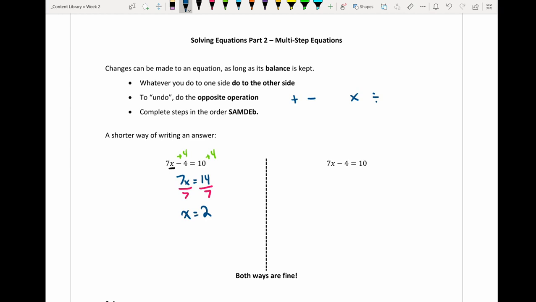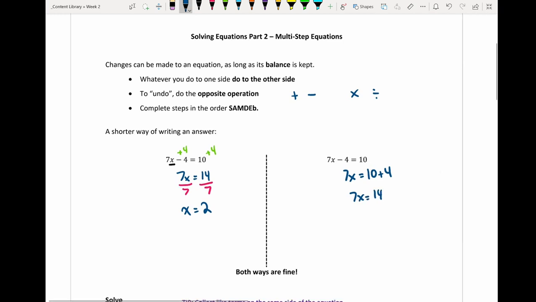So that's one way you can write it. If you're comfortable with the steps and how to cancel things out, you can simplify your work. Right, so on the other side, it's the same example. So I know that to get rid of the minus 4, I have to add 4, so I'm going to cancel that out. So I'm going to go right to the 7x. I know that's going to be gone. Because I know that I've added 4, I can just do the 10 plus 4 on the other side. So I know that 7x is going to equal 14.